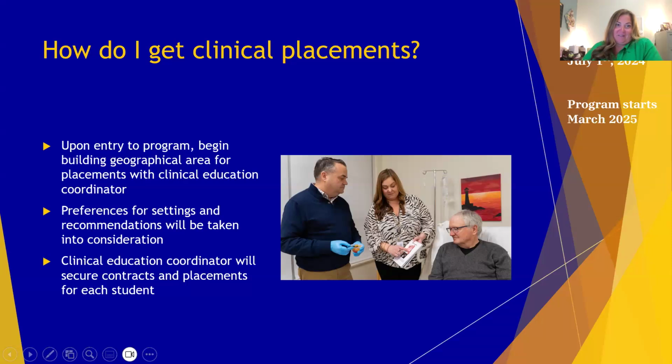How do you get the clinical placement? Right from the beginning of the program, we will begin to explore your geographical area and determine possible placements for you, both pediatric and adult settings. We have questionnaires that we'll fill out together and start developing that information. We will look at connections that you already have in your home communities, or connections that the university might have as well in your home communities.